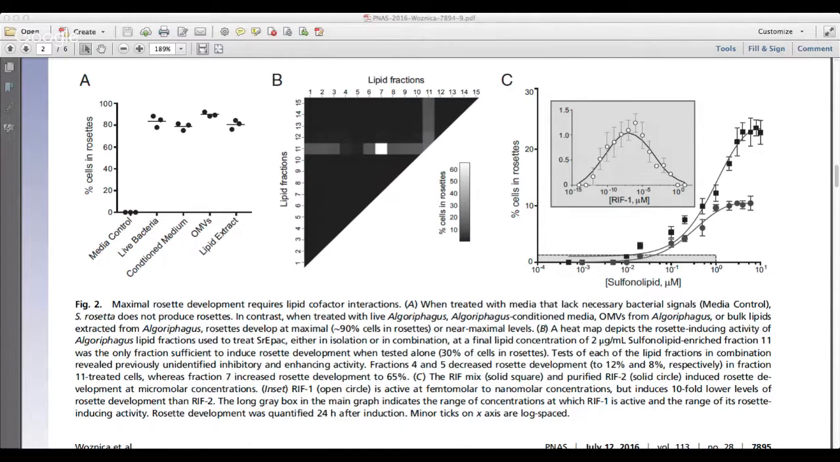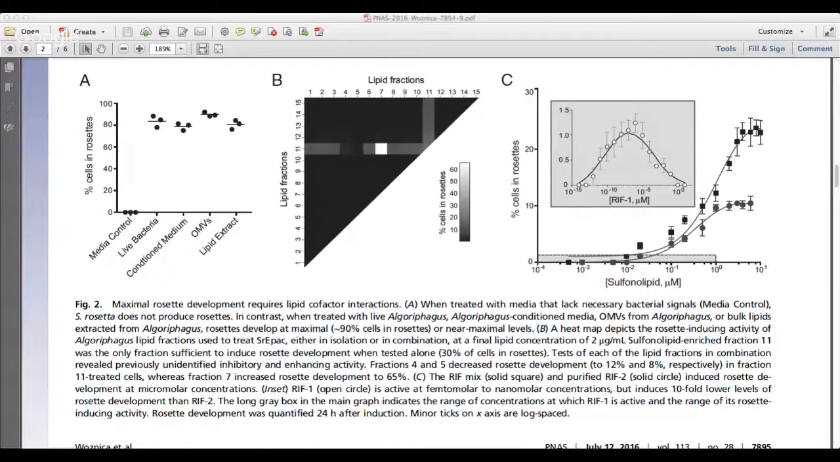And so now I don't know the history of how they found RIF1, but given that it has such low activity in terms of inducing rosette development, I'm kind of impressed that that's the first one they found, because it seems like they might have encountered RIF2 first, because it certainly is more active.